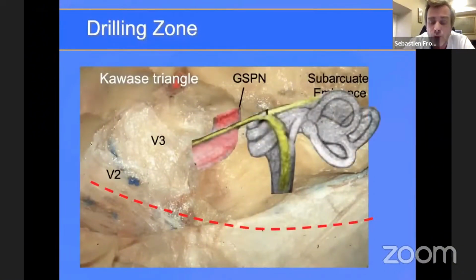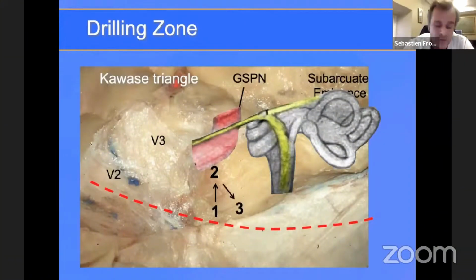So how to drill? I usually start to drill very medial, a little bit lateral to Meckel's cave. And then progressively I move forwards. Once I am in the cancellous bone, I move forwards towards the carotid. You don't need to completely expose the carotid. It depends on how low you need to go. The lower you need to go, the more lateral you need to drill.